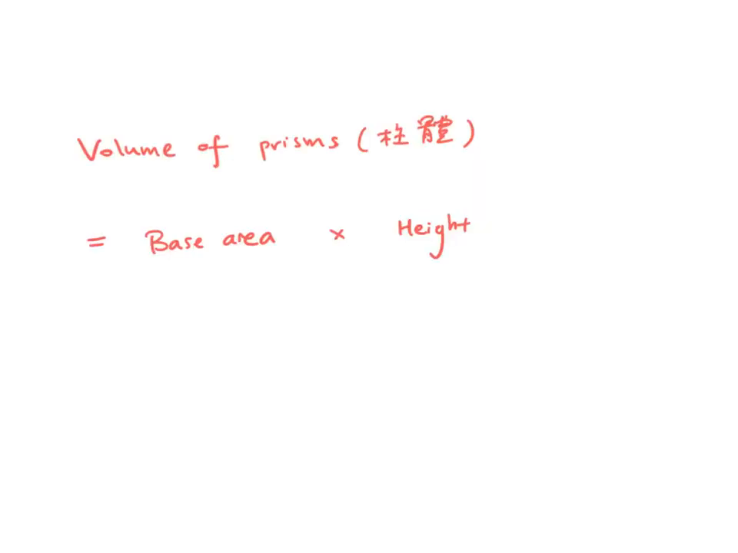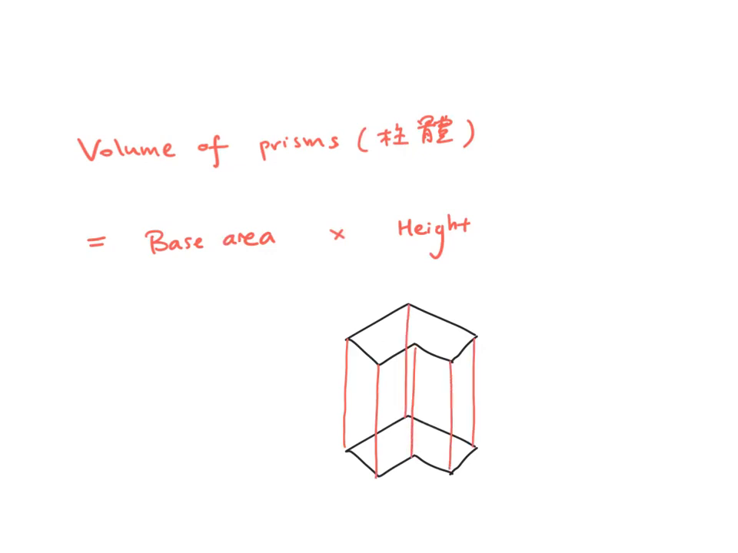First, let's review the formula for the volume of prisms. It is equal to base area times the height. Of course, most importantly, you have to recognize which plane is the base. For example, in this figure, the shaded plane is the base because it is the uniform cross-section of the prism. And then the line perpendicular to this plane would be the height.